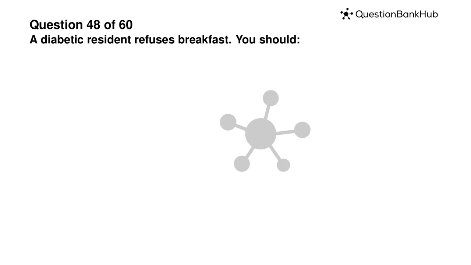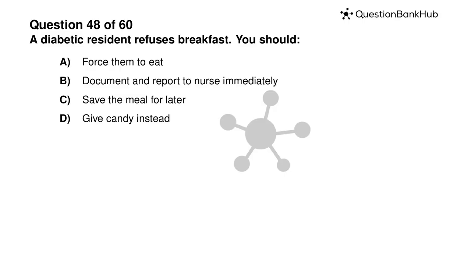Question 48. A diabetic resident refuses breakfast. You should: A. Force them to eat. B. Document and report to nurse immediately. C. Save the meal for later. D. Give candy instead.